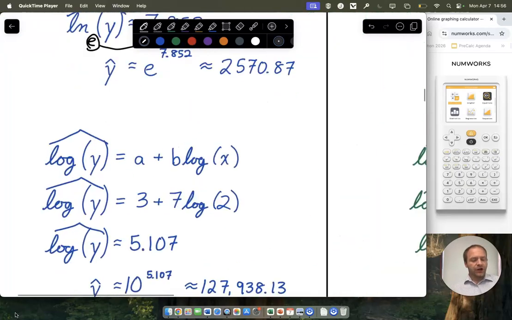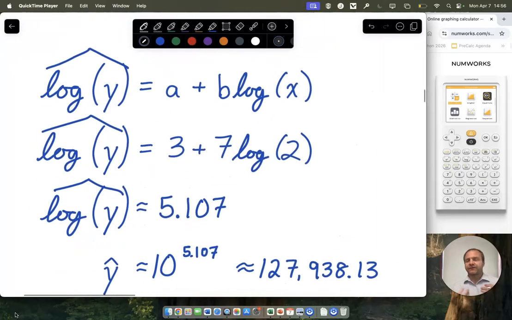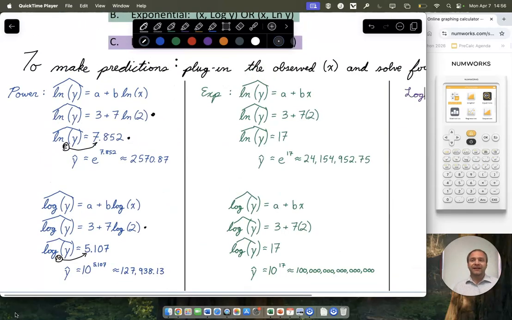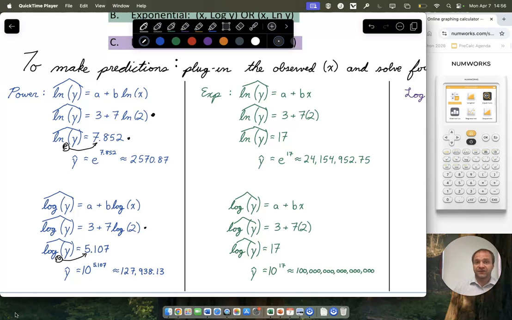Well, if I have log, it's the same exact idea. Again, I'm using the 3 plus 7, in this case log 2. This can be typed in the calculator to get about 5.107. Remember, the base for log is 10. So log y hat equals 5.107. So 10 to the 5.107 equals y hat. That is if we're dealing with power. Again, we're looking at a lot of algebra skills here.